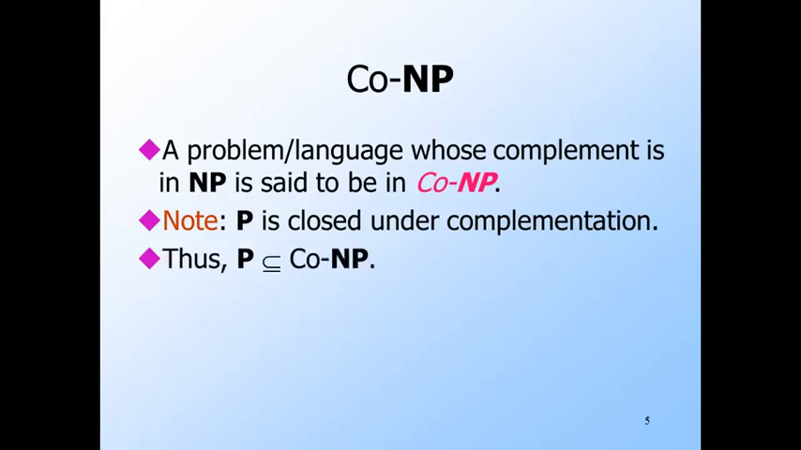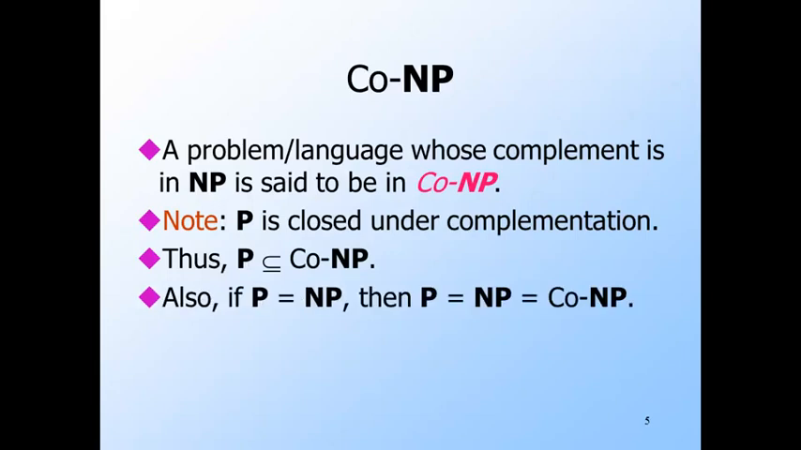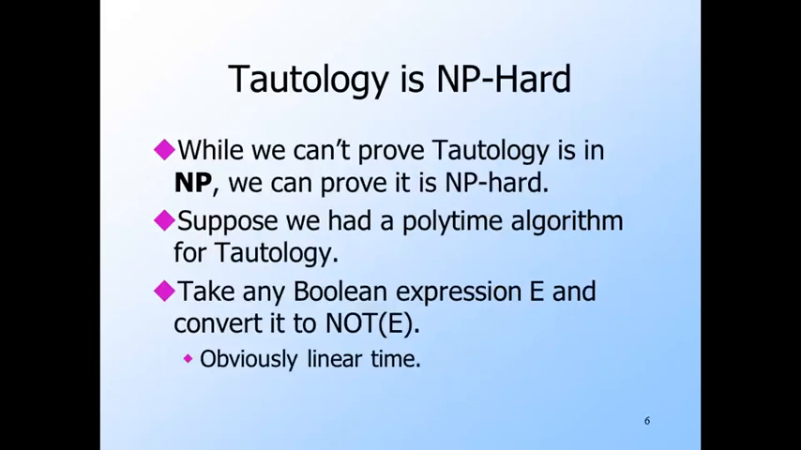Since the complement of every language in P is also in P, it is surely in NP. That proves the class P is a subset of co-NP as well as of NP. Another important connection is that if P does equal NP, then P also equals co-NP, and therefore NP and co-NP are equal. However, it is possible, but unlikely, that NP and co-NP are the same, but that they are bigger than P. We can prove the tautology problem to be NP hard.